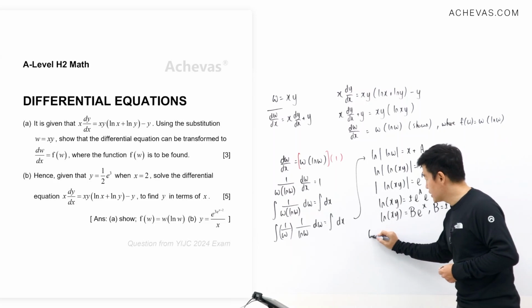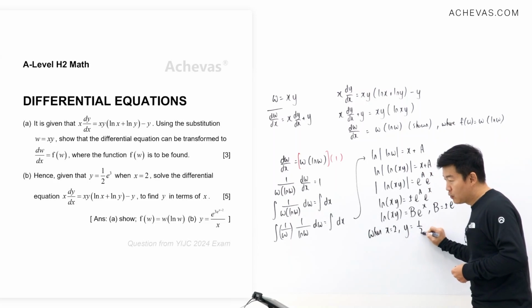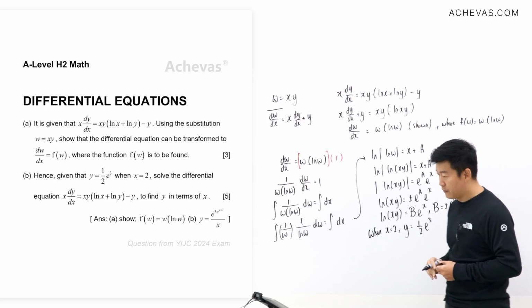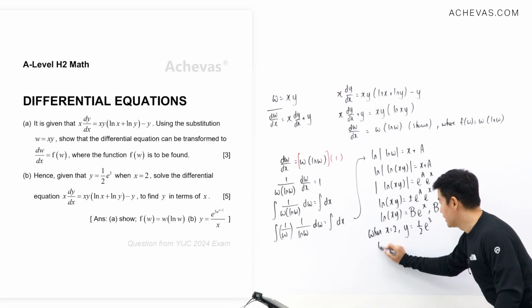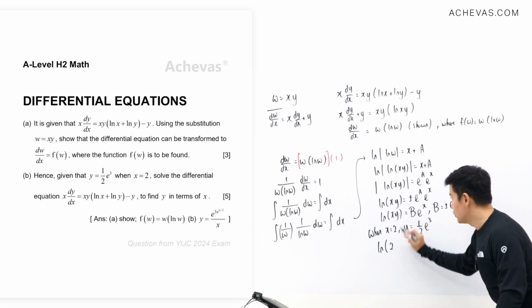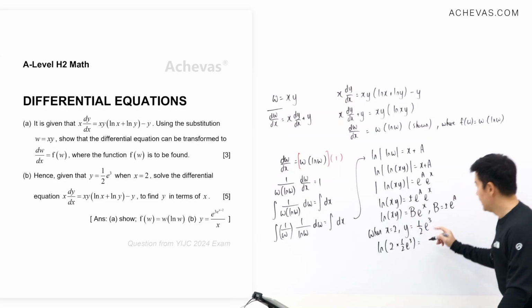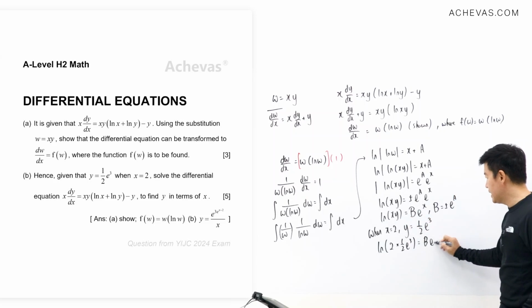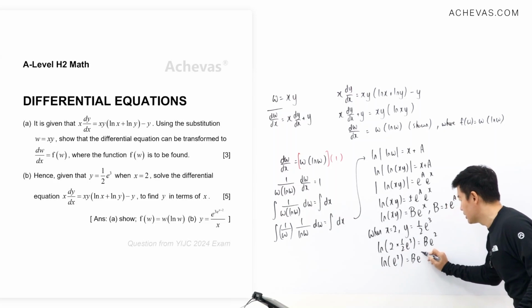We are going to make use of the information that is given to us by the question to solve for b. The question says that when x is equal to 2, y is equal to 1 over 2 e to the power of 3. So let's substitute this in. So it is going to be ln of x, which is 2, multiplied by half e to the power of 3, is equal to b to the power of 2. And this is going to be ln e to the power of 3. This is b to the power of 2.